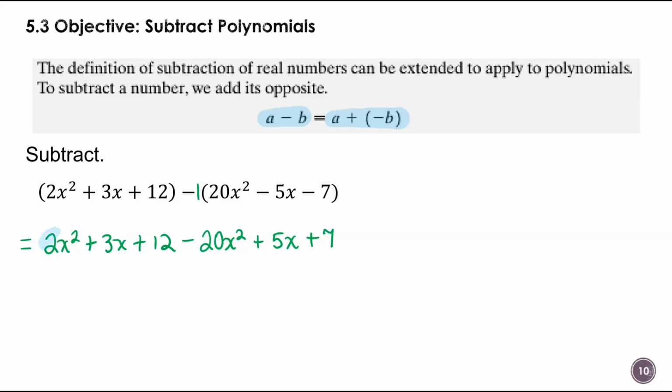Okay, so these two go together, right? And I'm going to have negative 18x squared. And then I have a positive 3x and a positive 5x. So that's going to be 8x. 3 plus 5, that's 8. And then last I have a 12 and a 7, and that gives me a 19. And then we're finished with that problem.